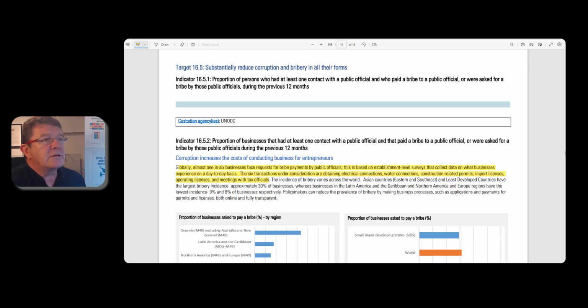Globally, almost 1 in 6 businesses faced requests for bribe payments by public officials, 1 in 6. This is based on establishment-level surveys that collect data on what businesses experience on a day-to-day basis. The 6 transactions under consideration are obtaining electrical connections, water connections, construction-related permits, import licenses, operating licenses, and meeting with tax officials. The incidence of bribery varies across the world, of course.